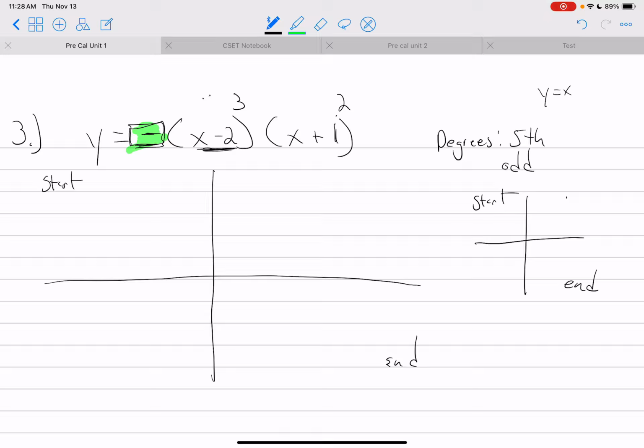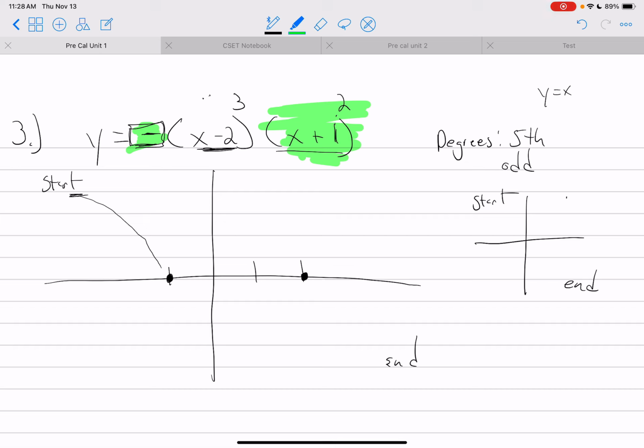My first root is x equals 2, so 1, 2. There's where my first root lives. And my second root is x is negative 1, negative 1. That's where my second root lives. I'm going to start up here. I'm going to go down to my first root. And then I'm going to think, so what is this? This is this root right here.